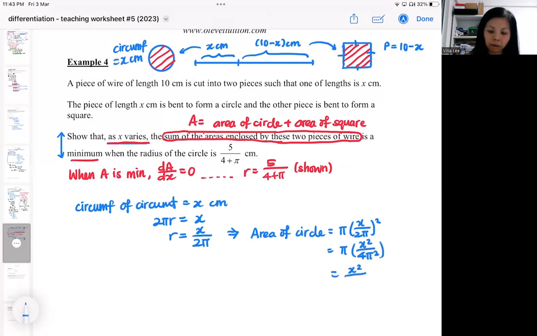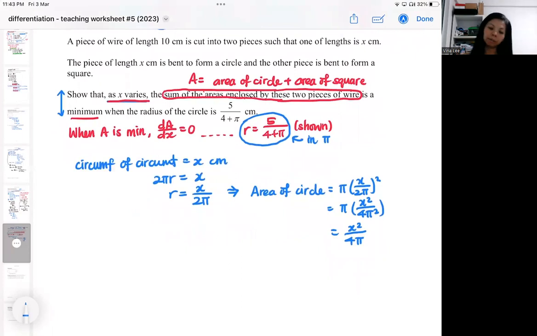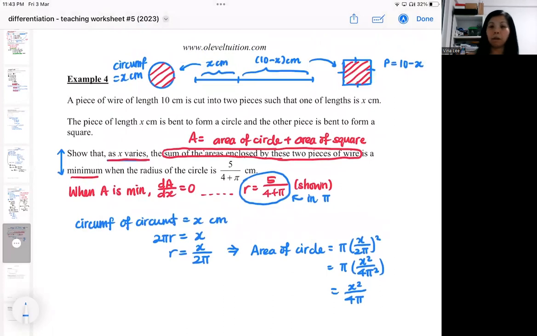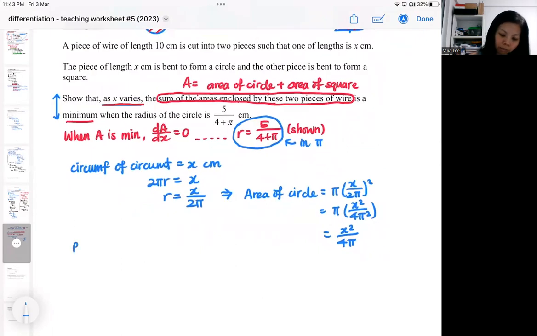So this question is a little bit difficult because whatever you are going to show is in terms of pi. Meaning, throughout your working, you got to make sure your working doesn't have 3 SF. You should leave your working as much as possible in terms of pi. Okay, so that will be the first part. I managed to get the area of the circle already. So the next one, I need to get the area of the square. So I only know that the perimeter of the square is 10 minus x.